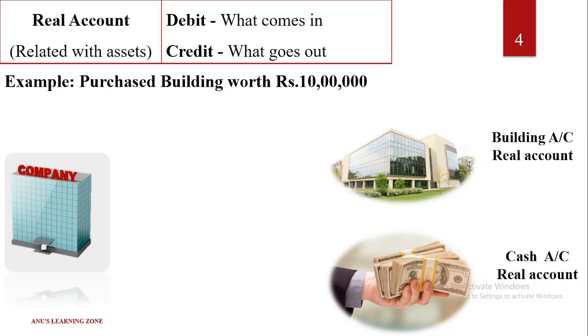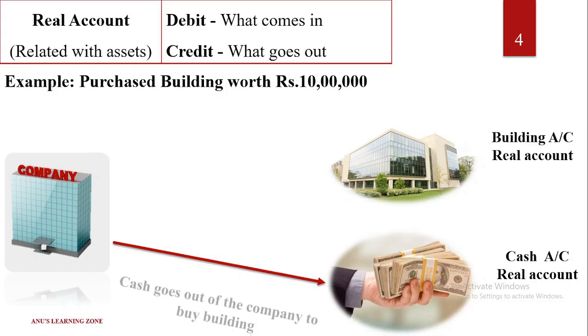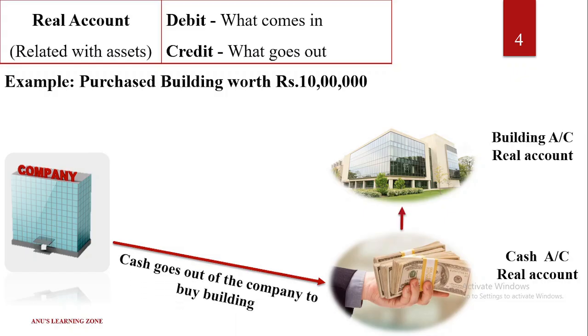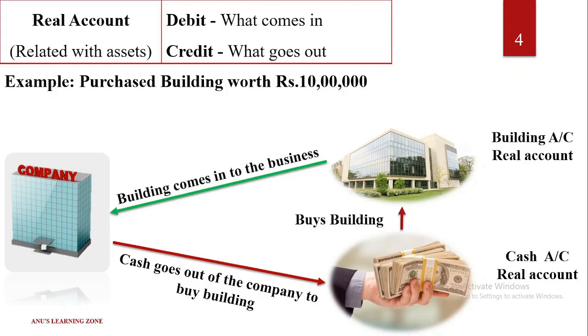In the next step, we need to check the rule, that is, we need to check what comes into the business and what goes out of the business. According to the given transaction, cash goes out of the company to buy the building, and as a result, building comes into the business. So the debit aspect has to be given to the building account, because it comes into the business. The rule itself says we have to debit the account what comes into the business. So here, building comes into the business, so we have to debit the building account, and what goes out of the business, cash goes out of the business.